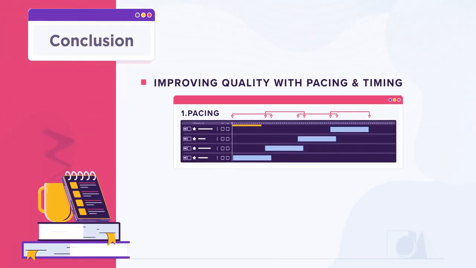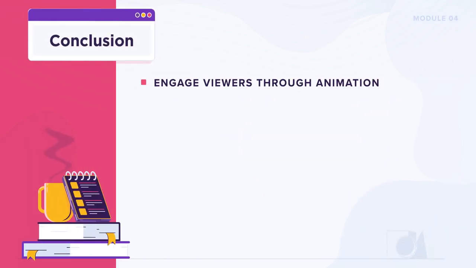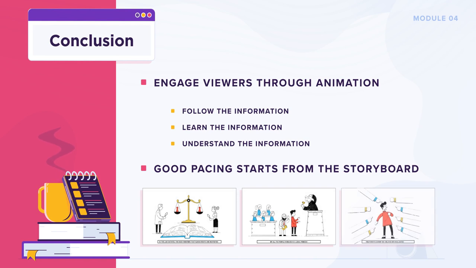Conclusion. A big part of what improves the quality of our animation projects is not only based on the quality of the content and assets, but also on how well the animation is paced through its rhythm and timing. In the end, we want to have the viewers engaged in the content we are presenting and make it easy for them to follow, learn, and understand what they are watching. As we've now learned, this starts at the storyboard and continues throughout the animation process.